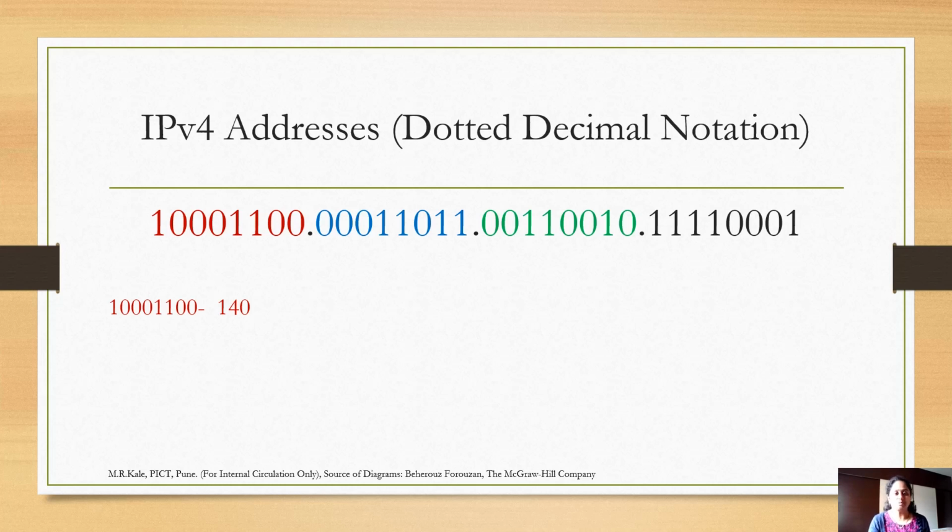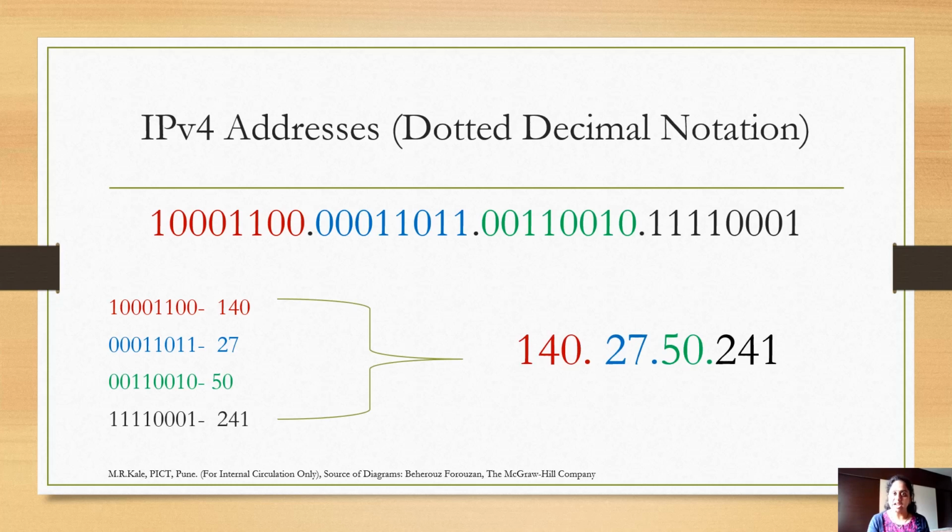As you can see, the first byte, that is 10001100, corresponds to 140 in decimal. Similarly, all 4 bytes are converted to decimal numbers. Finally, these decimal numbers are represented in a specific format where they are separated by a dot. So the IP address that we come up with is 140.27.50.241, and this is why the notation is known as dotted decimal notation. Each byte is represented by a decimal number, and all the bytes are separated by a dot.